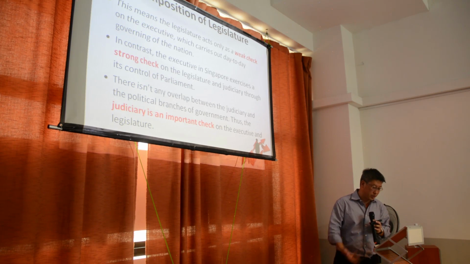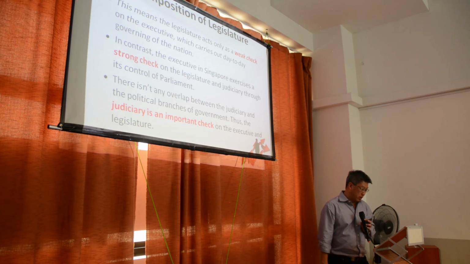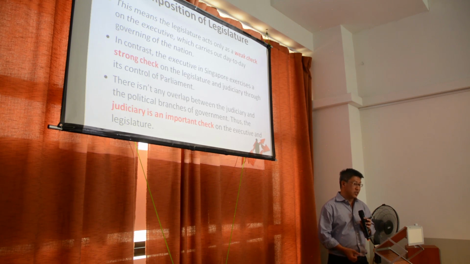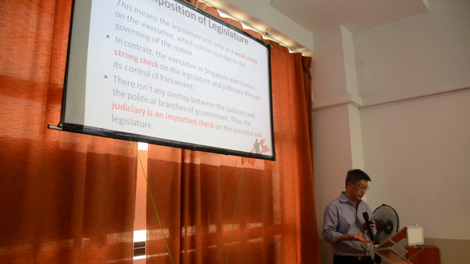Cabinet is the one that runs the country. And I will be talking more about this weak check later on. So, in contrast, you could say that the executive in Singapore exercises a very strong check on the legislature and the judiciary because the cabinet essentially controls parliament.